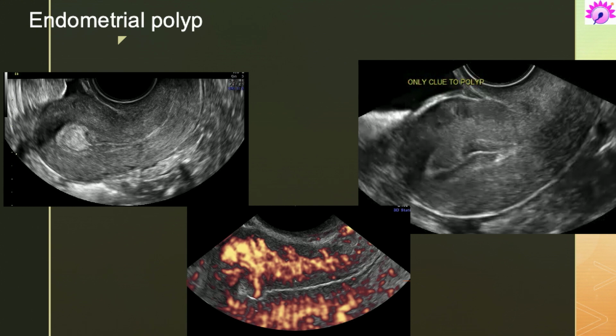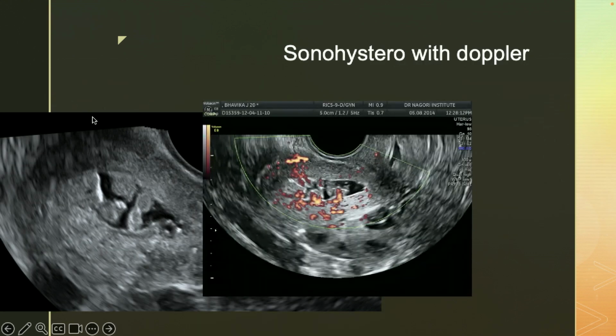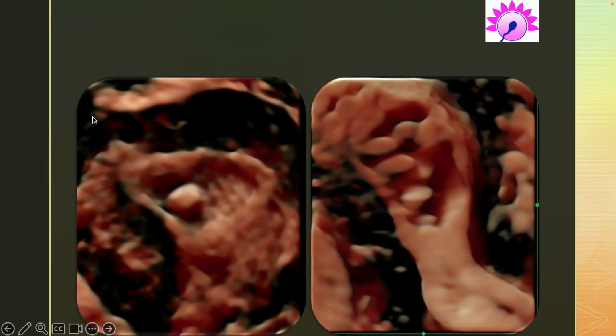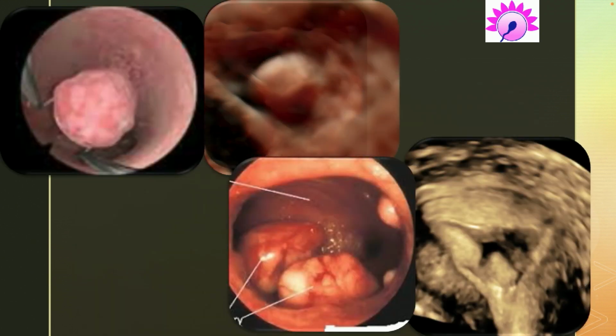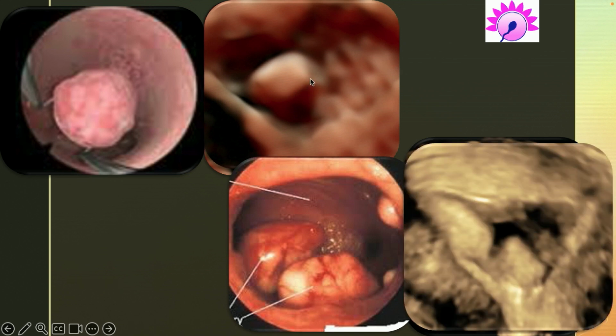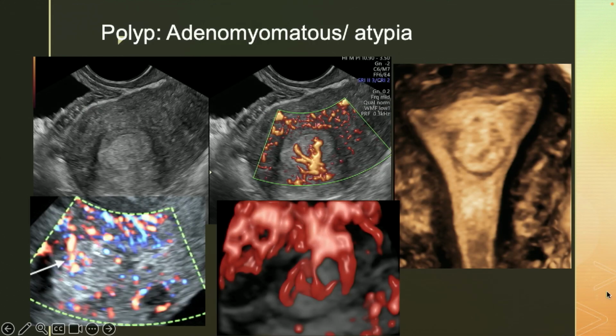Sometimes the polyps may be larger and they may fill up the entire endometrial cavity. You are seeing here, it doesn't actually fill up the entire endometrial cavity but fills up the fundus. Whenever you have doubt, always put in fluid in the endometrial cavity and you can beautifully see the polyps clearly separate from the rest of the endometrium, and that is diagnostic. If you compare the ultrasound images with the hysteroscopy, they are absolutely correlating, and that is the beauty of ultrasound.